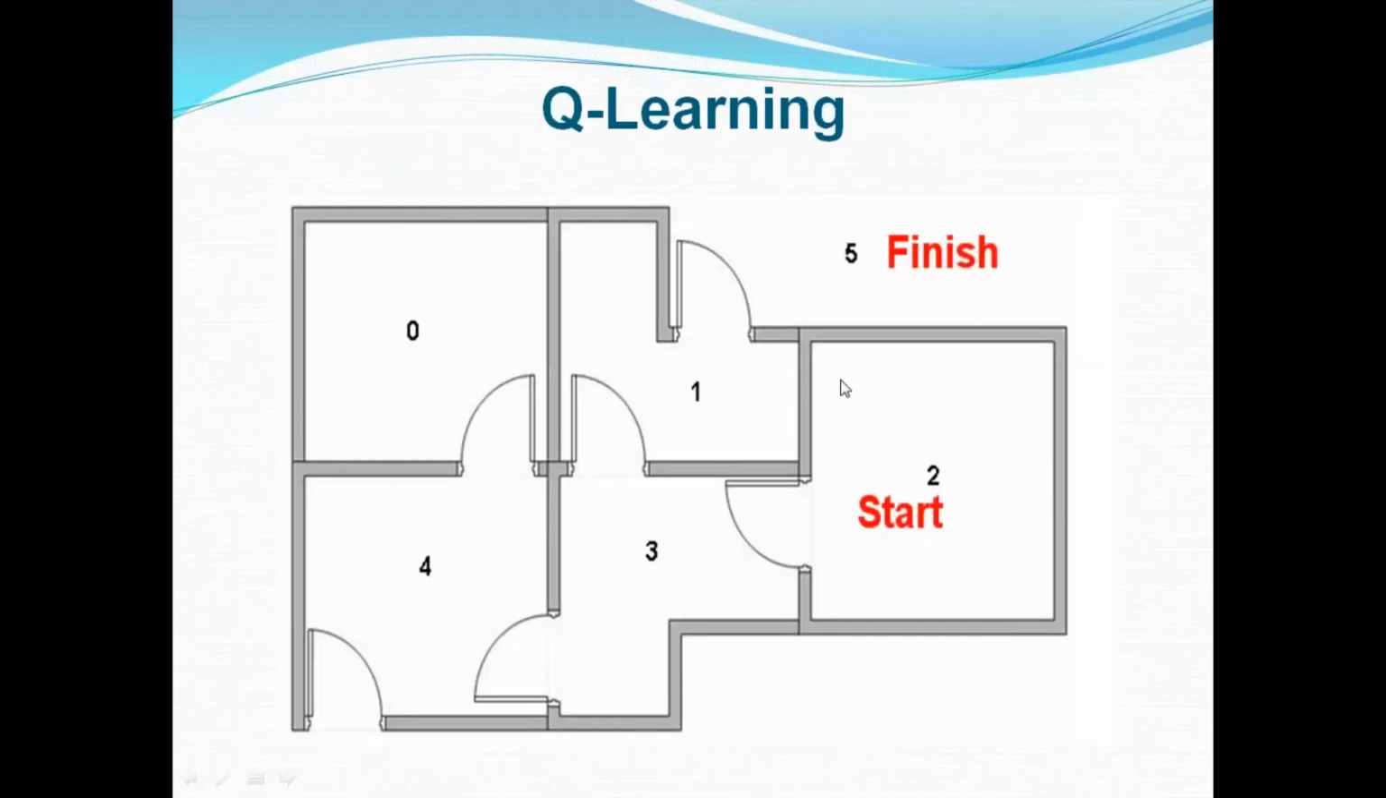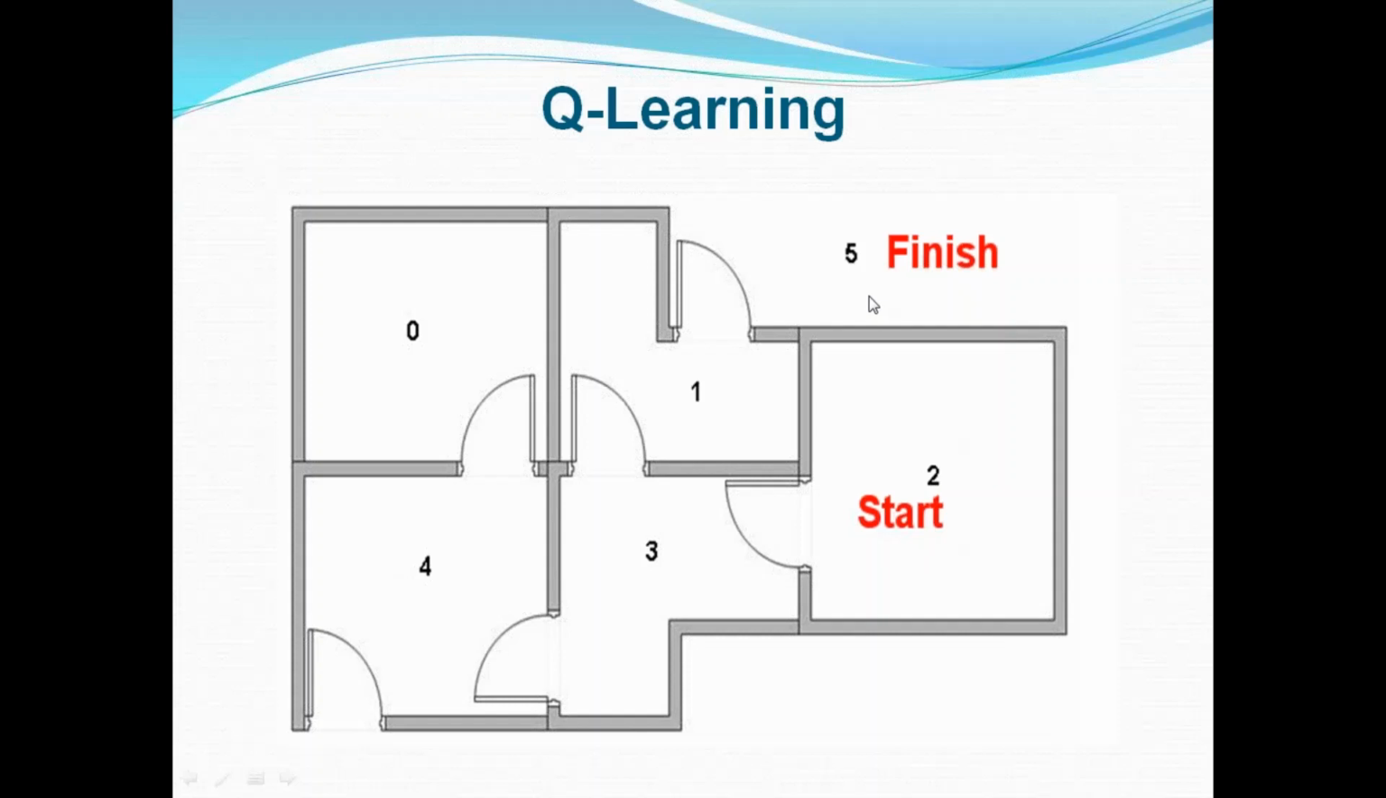So this is an example. Like the maze example, we are taking a simple example to understand. This is a set of rooms numbered from 0 to 5, so there are a total of 6 rooms. Now an agent wants to move from the starting room, that is 2, to the finishing state, which is outside of this building. So 5 is considered as the outside room or outside state. So now he wants to go from state 2 to state 5.